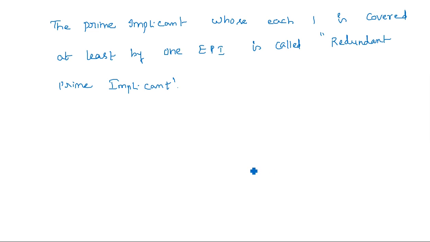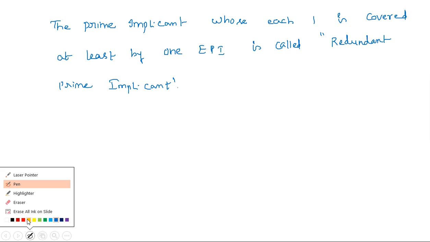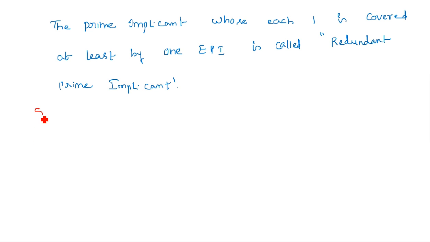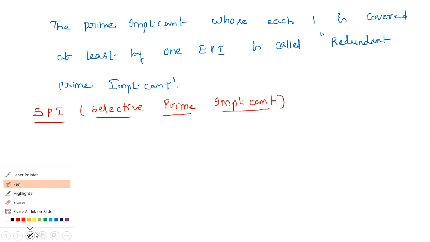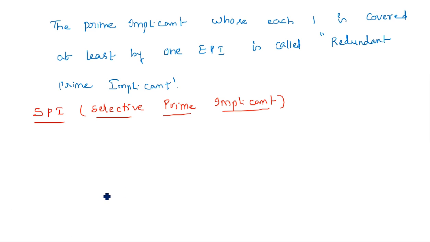Okay. Now the last one is the selective prime implicant. Next one, selective prime implicant. SPI. SPI means selective prime implicant. A selective prime implicant is also a type of redundant prime implicant which can be taken or cannot be taken. Because, okay, for example, consider this example.